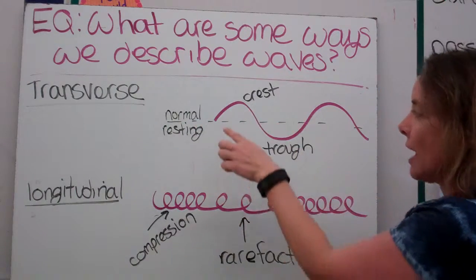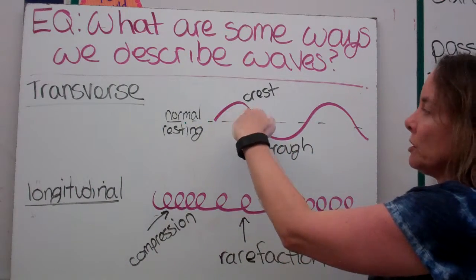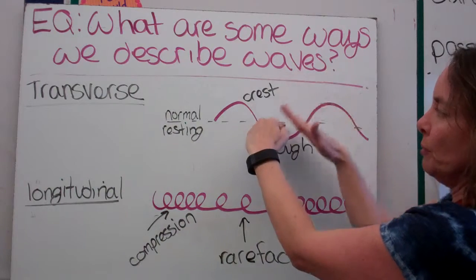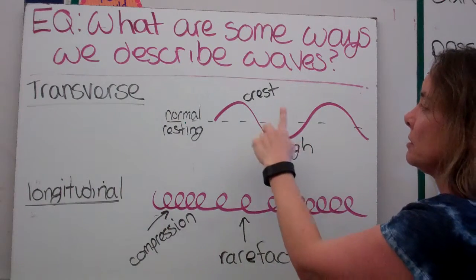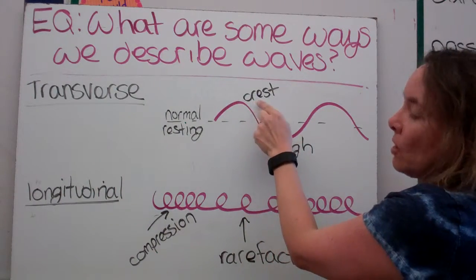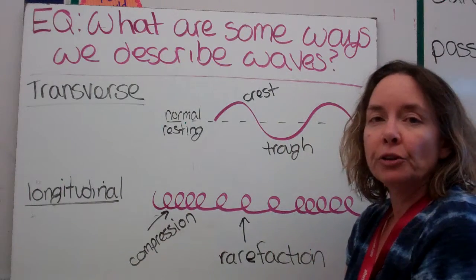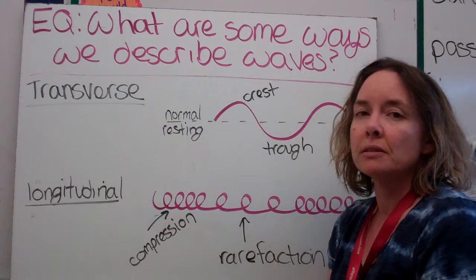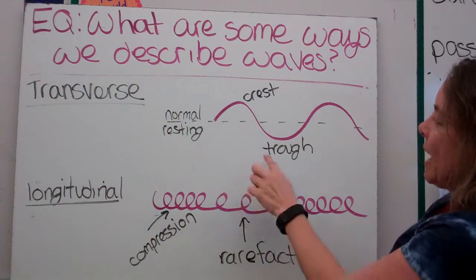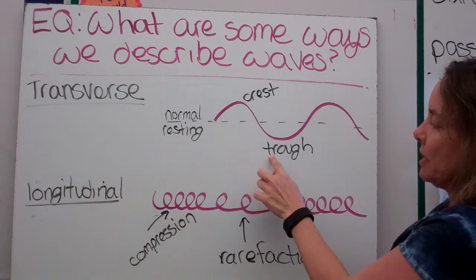If you think of this as water, and the water is nice and flat before you make a wave in it and cause a disturbance. The top of the wave is called the crest, and you can remember that like Sandia Crest is the top of the mountain. And the bottom of the wave here is the trough.